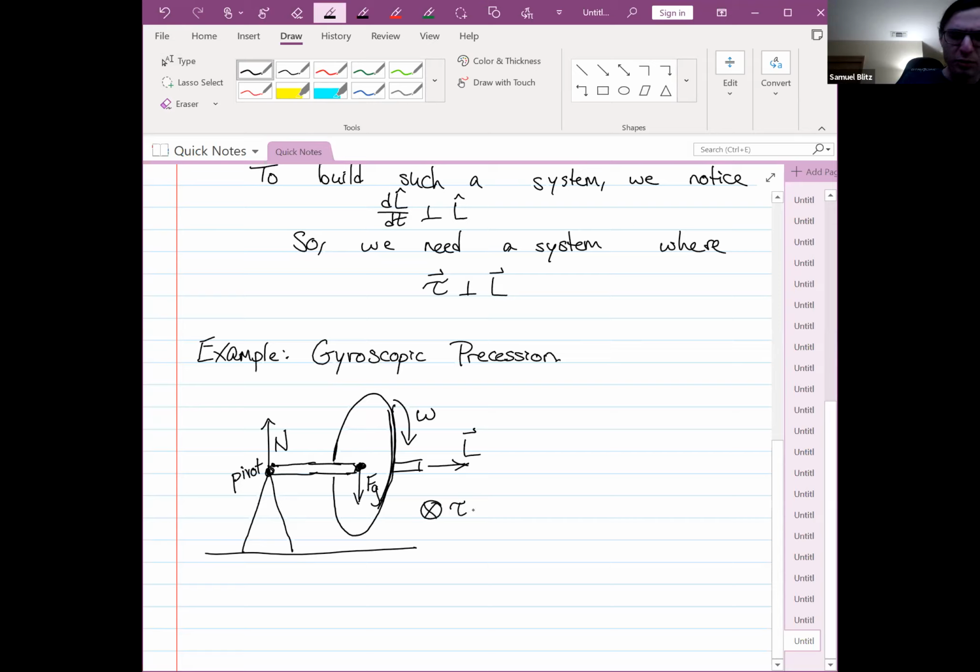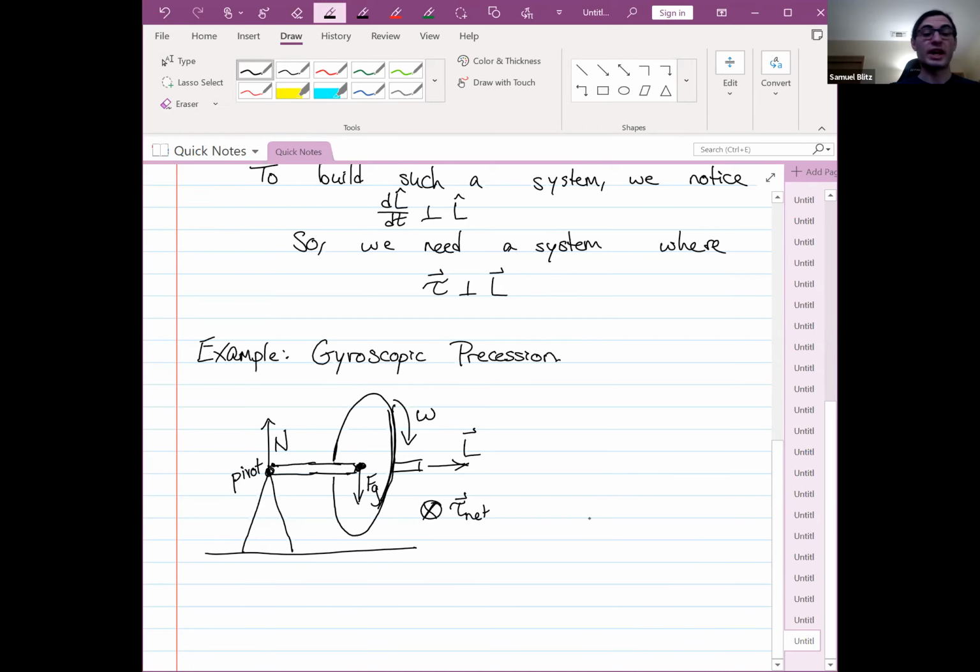I think I've used this notation before. This is like the backside of an arrow with feathers, because the arrow is pointing into the screen. So you can only see the feathers, you can't see the tip. If it was pointing out of the screen, it would look like this. But anyway, the torque is pointing into the screen. L is angular momentum.